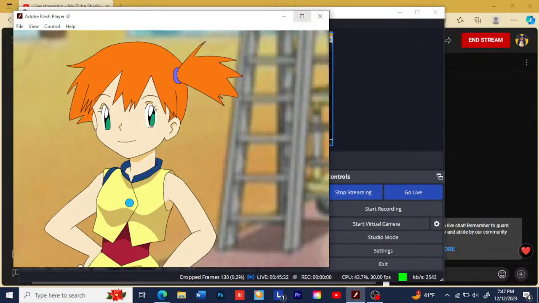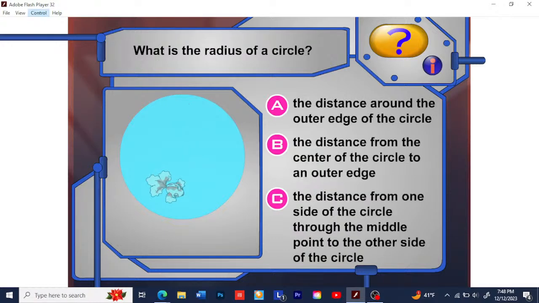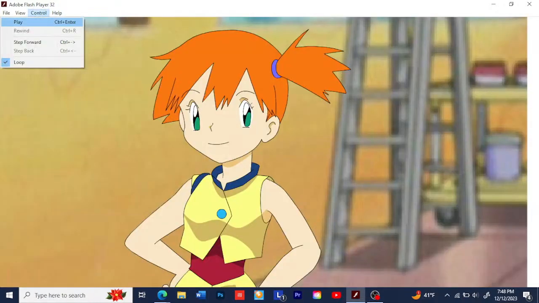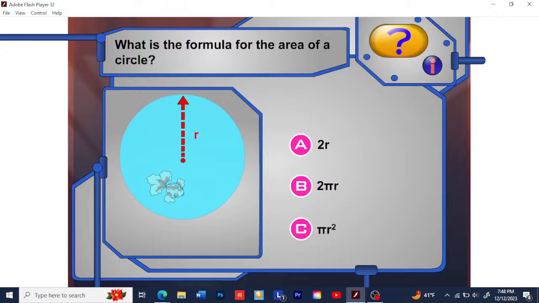I need to find the area for another tank. Will you help me? What is the radius of a circle? It is the formula for the area of a circle. Try again.